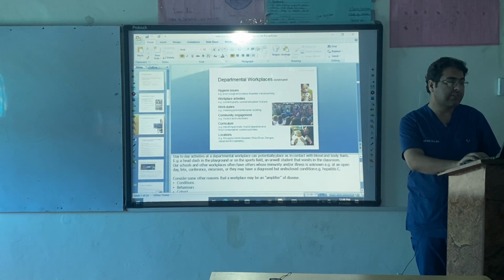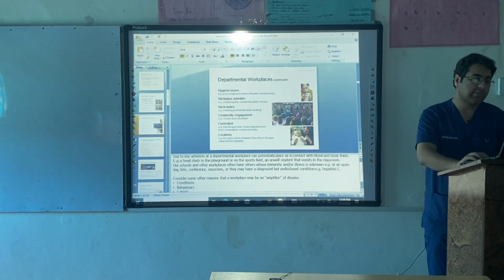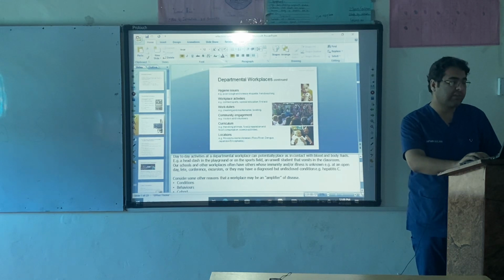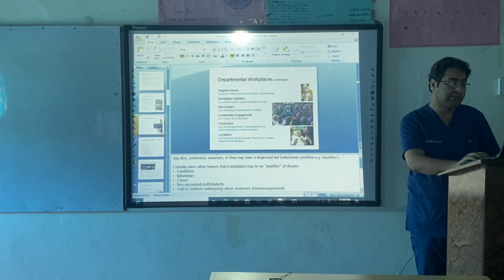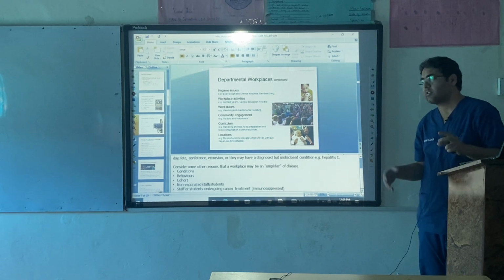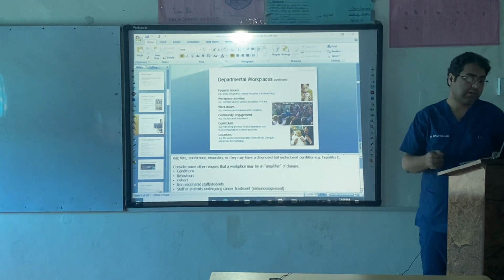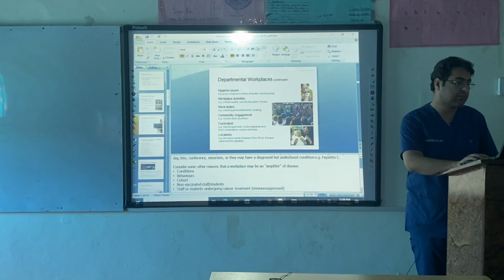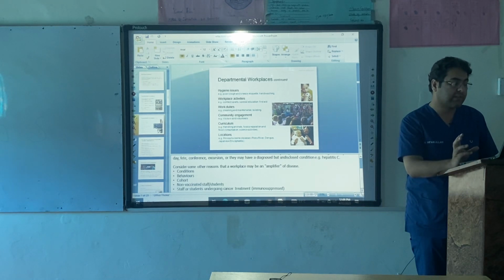So, consider some other reasons that a workplace may be an amplifier of a disease: the behaviors, the conditions, the cohort. What actually is a cohort? It is a group of people or a group of things you select for study. And also non-vaccinated staff and students, and staff or students undergoing cancer treatment or who are immunocompromised.